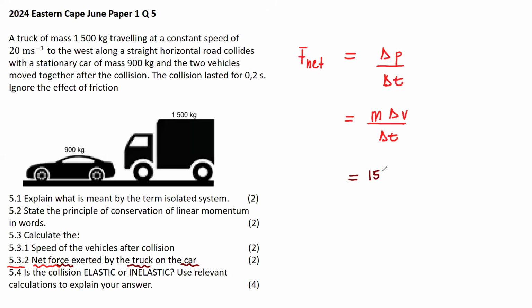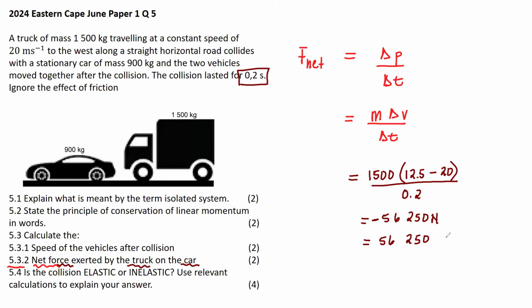What's the mass? 1,500. What's the final velocity of the truck? 12.5. What is the initial velocity of the truck? 20. The collision lasted 0.2 seconds, and your answer is 56,250 newtons right there, and it's a negative number. So in other words, it's 56,250 newtons to the left.